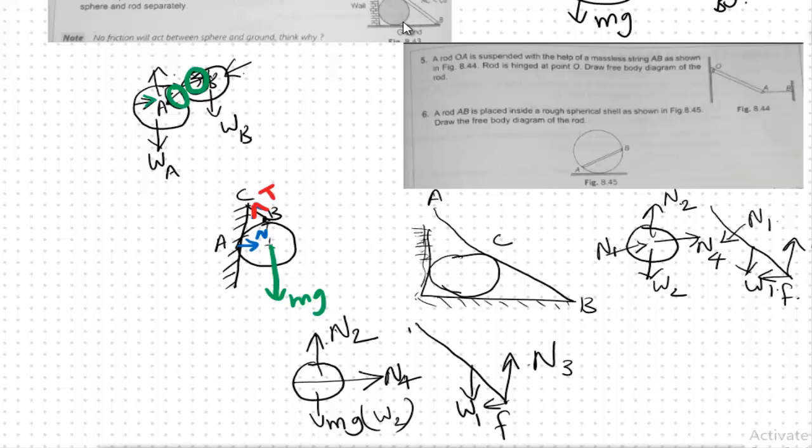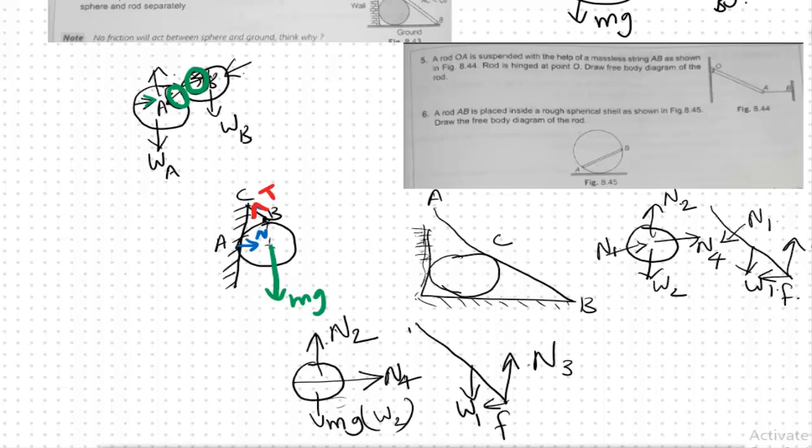There is no frictional force between the rod and the sphere and the wall. So there is a chance of friction between the sphere and the ground, as well as between the rod and the ground. Right? The friction between the rod and the ground and the friction between the sphere and the ground are acting in opposite directions.